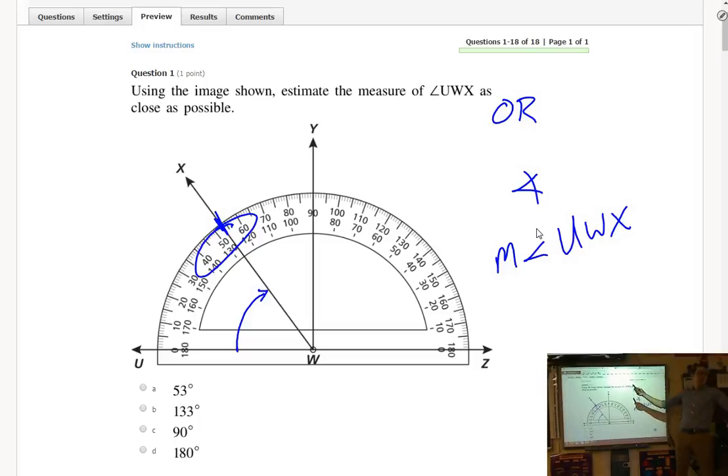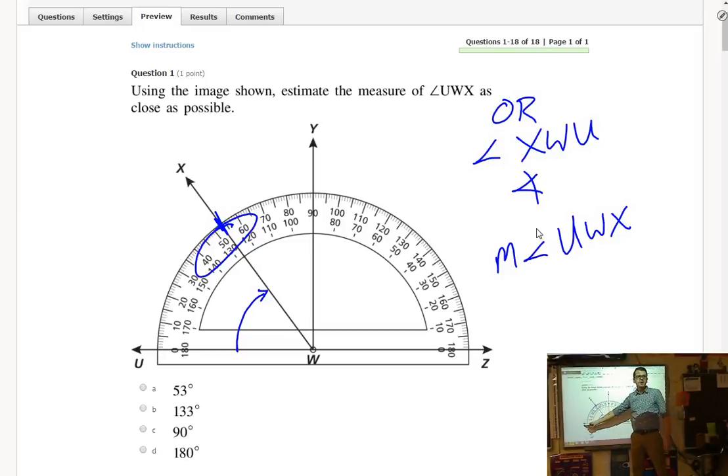And what I thought you were going to ask is my angle name could also be turned around backwards. Because W is my vertex, that's all that matters. XWU is the same as UWX. It's the same angle. Any other questions?